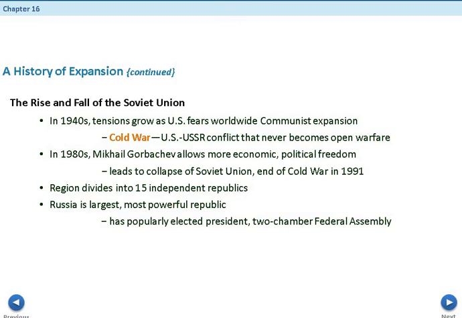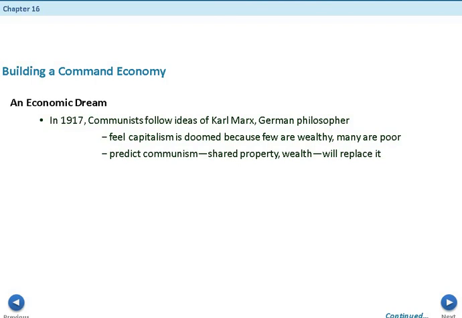Now, 1917, we go back here a little bit, and this is where we ask, how does this command economy develop? A guy by the name of Karl Marx, the grandfather of communism, is a German philosopher, and he really believes that capitalism is doomed, because he believes that there are too few wealthy people and too many poor people. And he believes that the wealthy are basically controlling the poor people, making sure that they stay poor while the wealthy continue to get richer and richer. He predicts that communism, a shared property of wealth, will replace it.